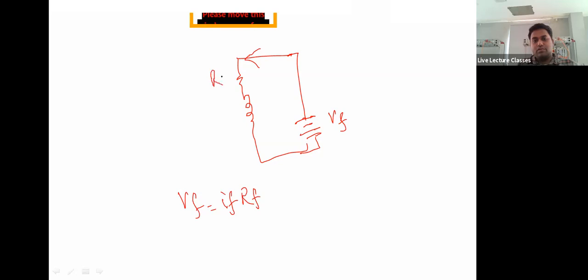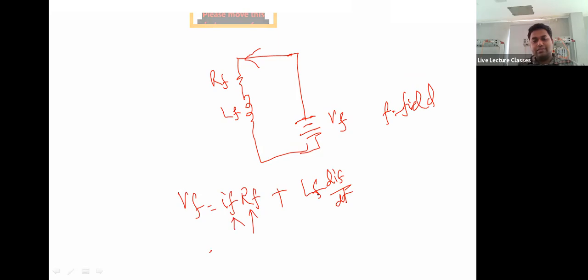plus LF dIF/dt. What is F? F stands for the field. So everywhere the suffix F is for the field. So field current, field resistance, field inductance, and this is dIF/dt, right? So basically the field current is a constant many times, often. So this dIF/dt goes to zero.